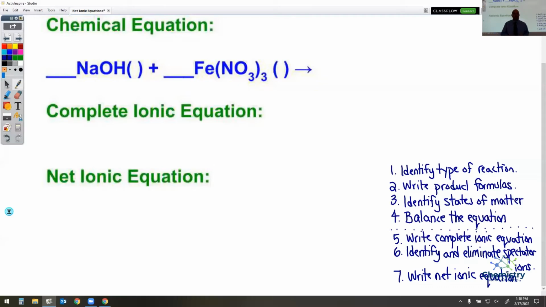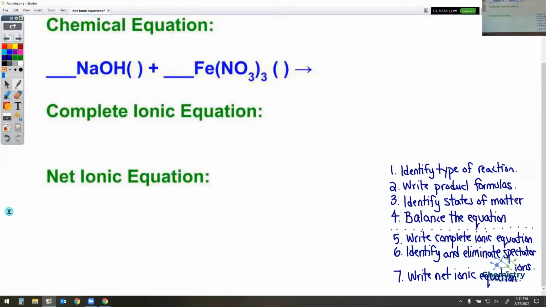When writing net ionic equations, we have to then write what's called a complete ionic equation, which shows how each of the aqueous compounds dissociate in water. Then we're going to eliminate spectator ions. By definition, spectator ions are ions that appear exactly the same on both the reactant and the product side. Finally, we'll rewrite the equation, including states of matter, showing only the ions that remain, the ones that participate in the chemical reaction, forming either a solid, a liquid, or a gas. Let's take a look at this example behind me.